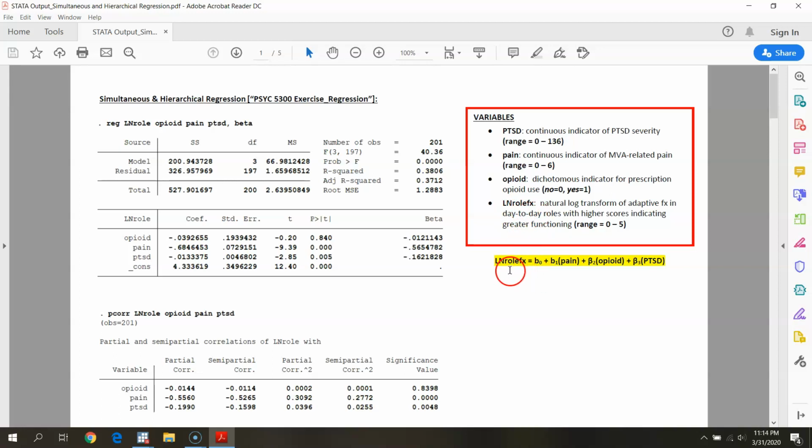So our models that we're going to be running here, we're going to be regressing the natural log of our role functioning variable onto pain, opiate use, and PTSD. As we're working through these, make sure that you have the handout and the output up and running, also to take notes and follow through with the example here.